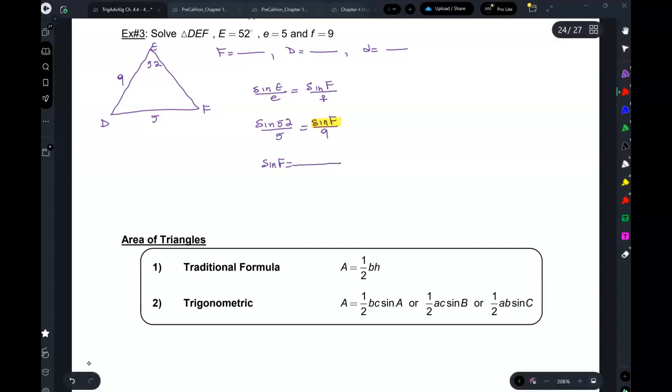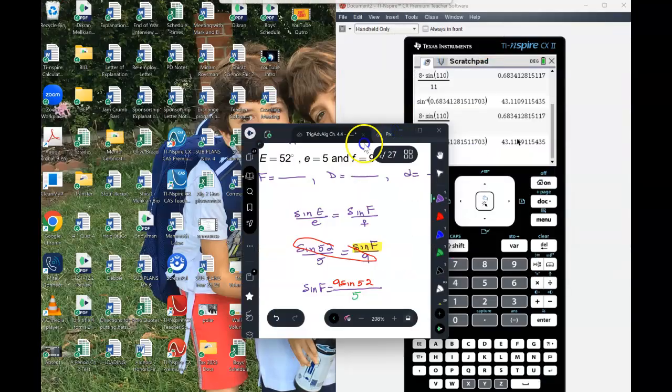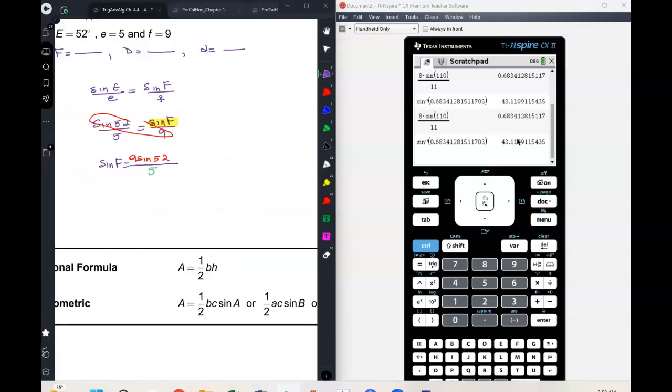So first diagonal gives me 9 sine 52. And then what haven't I used yet? The 5. Okay, so let's go ahead and plug it in. So sine of F gives you 1.484184, and so on. So now how am I going to find F? Inverse sine. Okay, but do inverse sine of the answer, yeah? Do it.